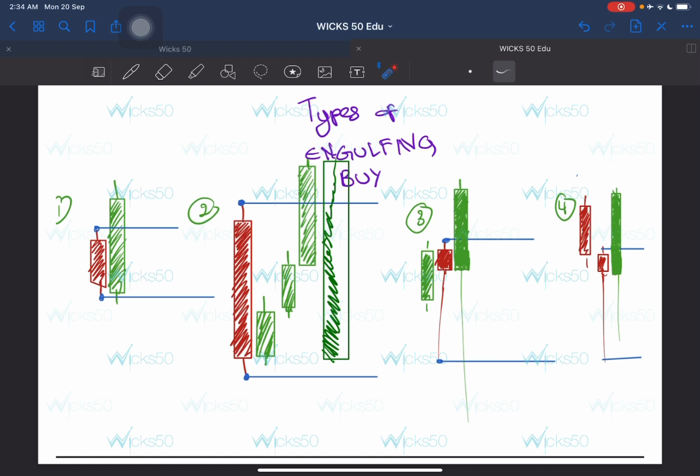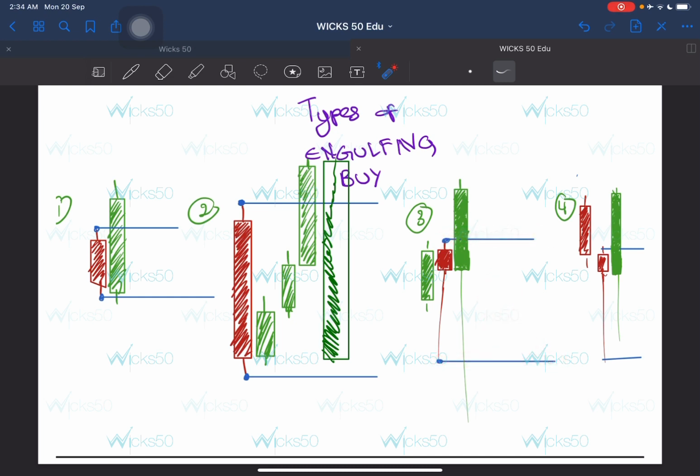And then for example like this, the green candle on the right overpowered the left candle's highest point. So how do we mark the zone? From the highest part of the red candle until the lowest part of the red candle. This zone is then the engulfing buy zone.